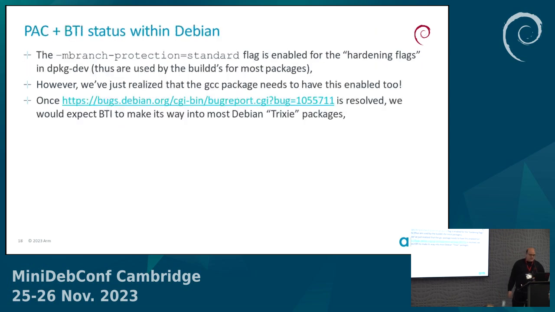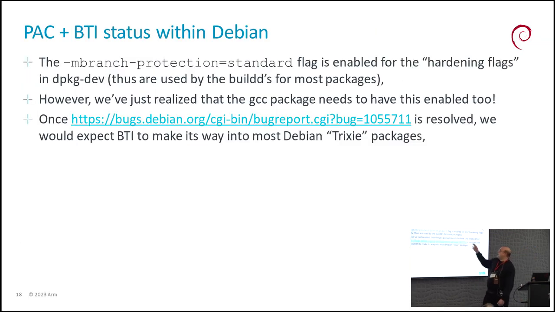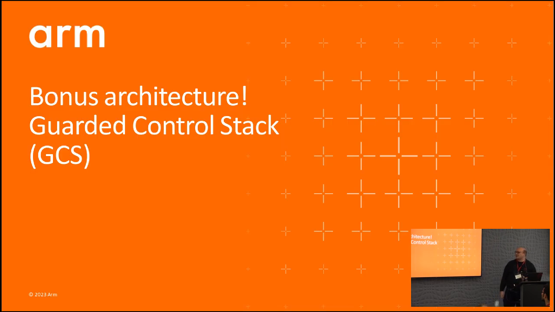So the status with Debian is we've got the flag enabled. I think it's for the hardening flags. We've just realized that we need it in other places, and we're following up. So if you see a weird email from a friendly ARM colleague about branch protection equals standard, you'll know why. We're just trying to switch it on. Now, this would be a good place to stop a talk, and it would be sensible. However, let's do some bonus architecture, because people aren't quite fast enough.